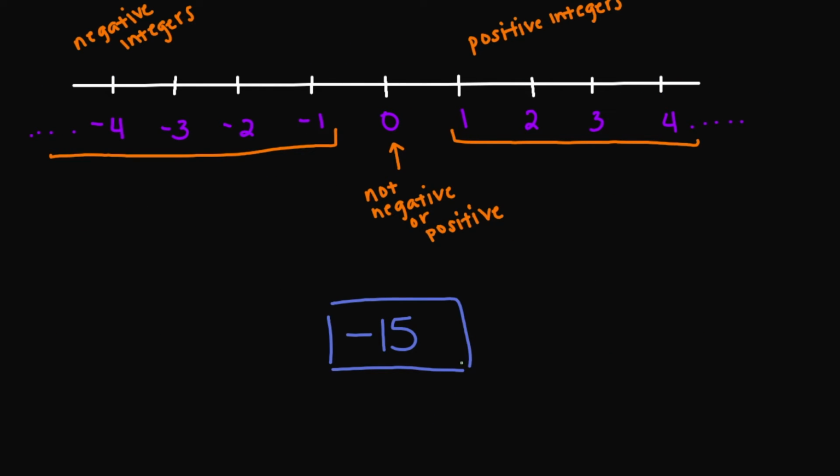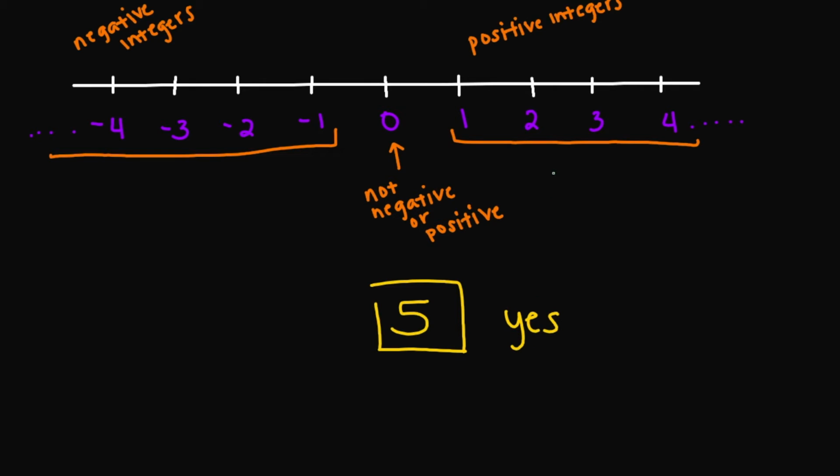So let's look at some examples. Is the number -15 an integer? Yes or no? Yes. -15 is an integer and it would fall here on the negative integer side. What about the number 5? Is the number 5 an integer? Yes, 5 is an integer. If I graph it here on my number line, this would be a positive integer and it would fall on the right side of my 0.